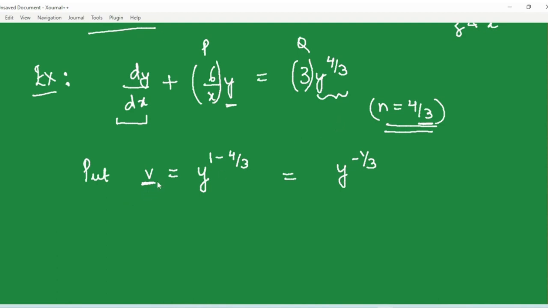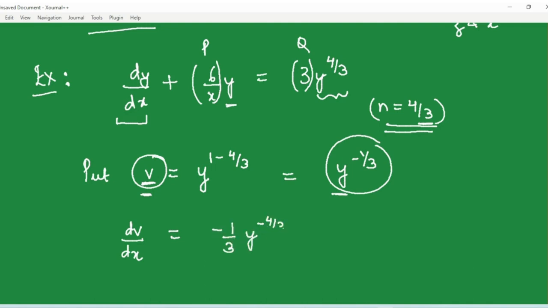So let's relate the derivatives, because v is something that we have introduced. dy by dx was the old derivative. So let's relate the two derivatives by differentiating both the sides. When I differentiate this with respect to x, I get dv by dx, and the derivative of y to power minus 1 by 3 is going to be minus 1 by 3 y to power minus 4 by 3 into dy by dx.